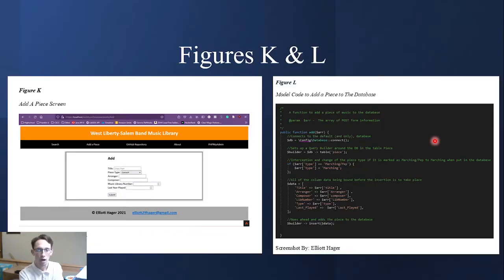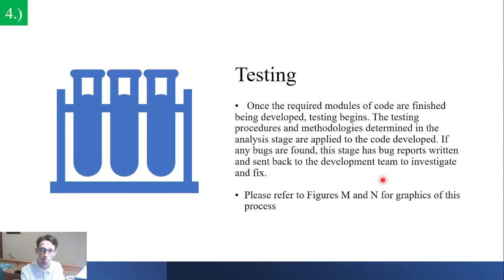Figures K and L. Figure K represents the nice user front end for the add page, and figure L represents the model code. This is what talks to the database. While I used CodeIgniter 4's built-in query builder, this does not take away from the skill that's required or the knowledge. The query builder just builds the raw SQL statements. You still have to know to do an SQL insert and what each of the pieces, the title, the arranger, the composer, what column those all represent, and what table you're going to put it in.